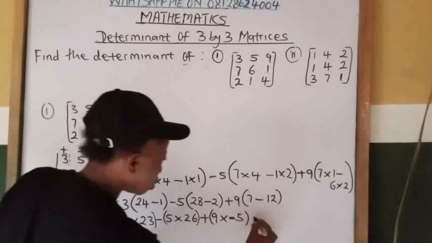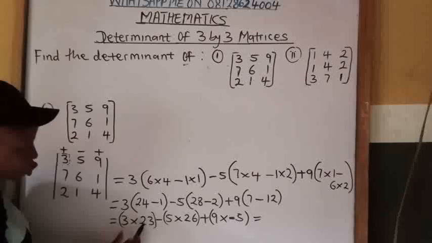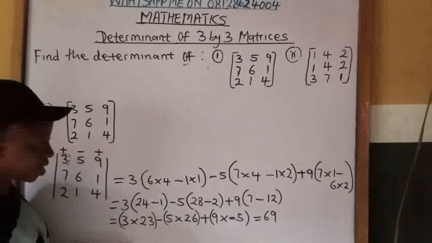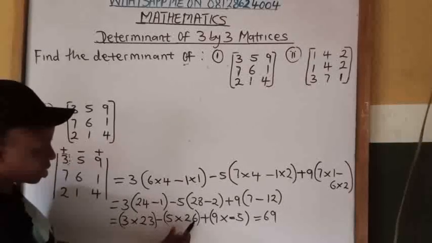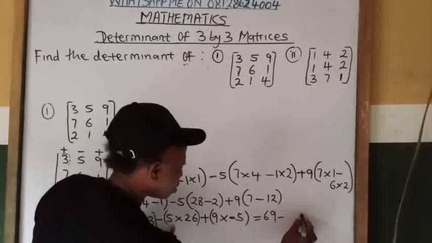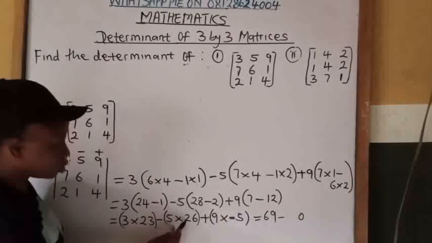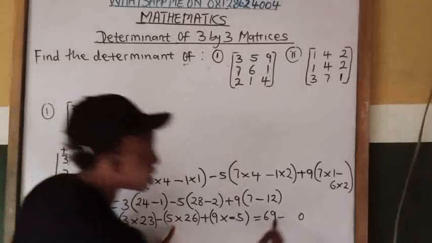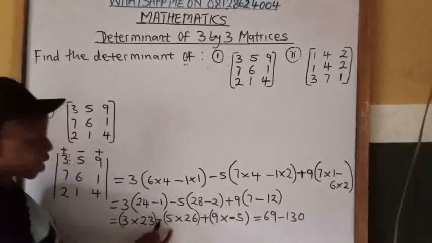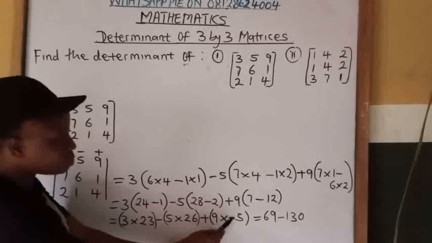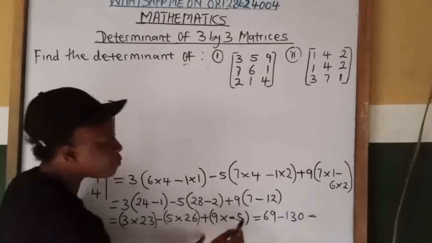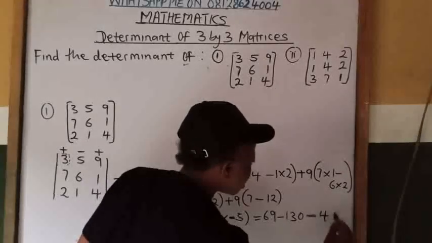So let's solve further. So equal to 3 times 23 will give us 69. Then 5 times 26. 5 times 6 will give us 30, that will be minus 0. 5 times 2, that is 10, plus 3, that is 13. So will give us 130. That is 5 times 26 will give us minus 130. So this minus times plus will give us minus. 9 times 5 will give us 45.